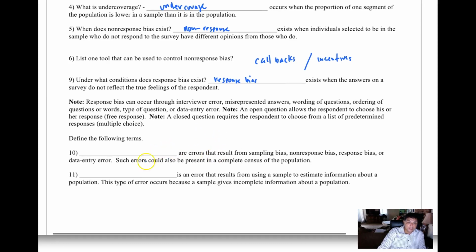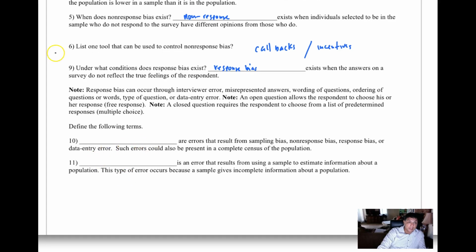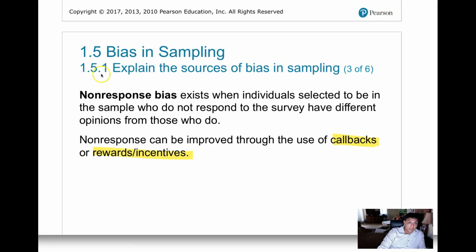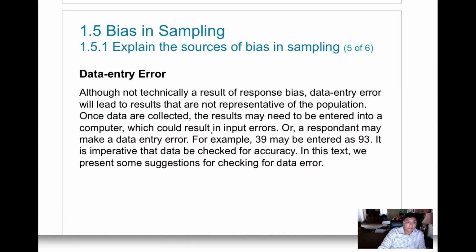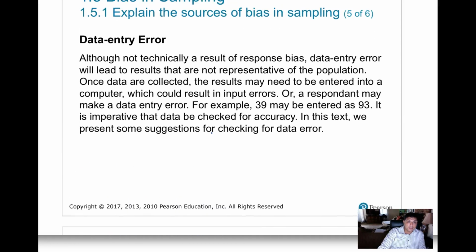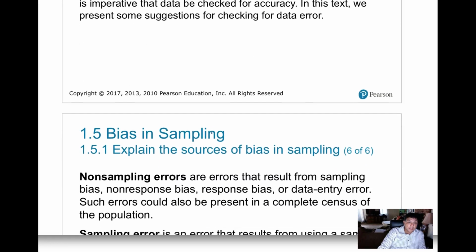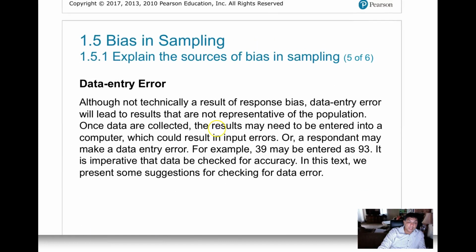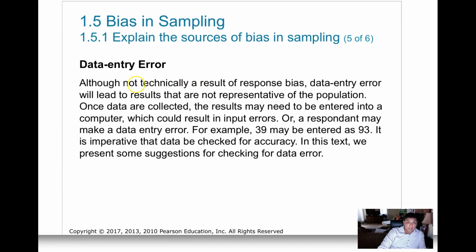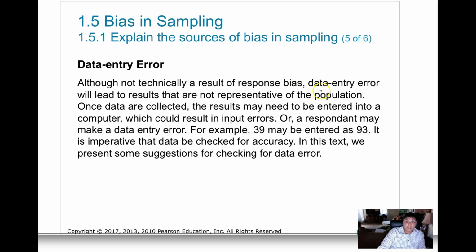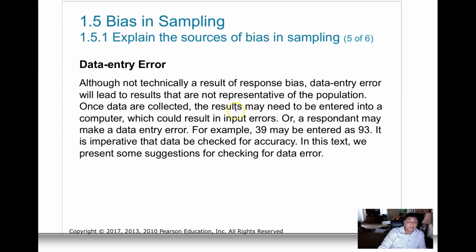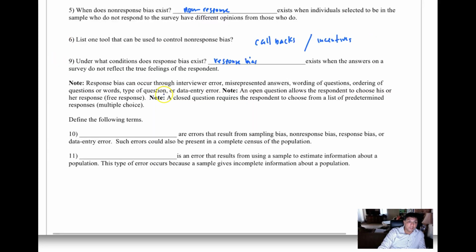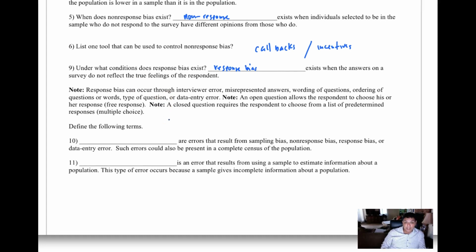And so now we have some other terms here we want to look at on our PowerPoint. One is data entry error, and then non-sampling error. So let's look at data entry error. Although it's not a result of response bias, data entry error will lead to incorrect results. Just someone entering the data wrong, like you collect the data and enter it incorrectly.